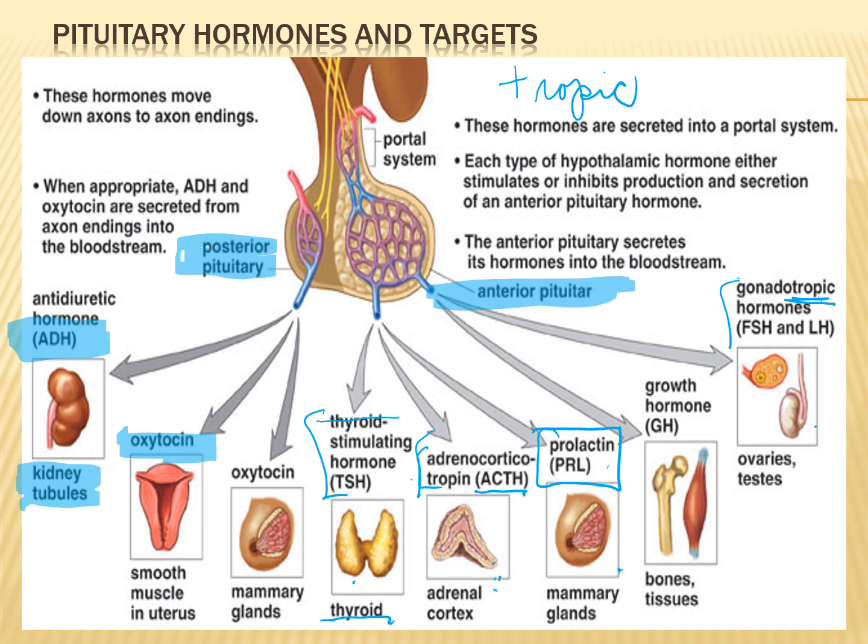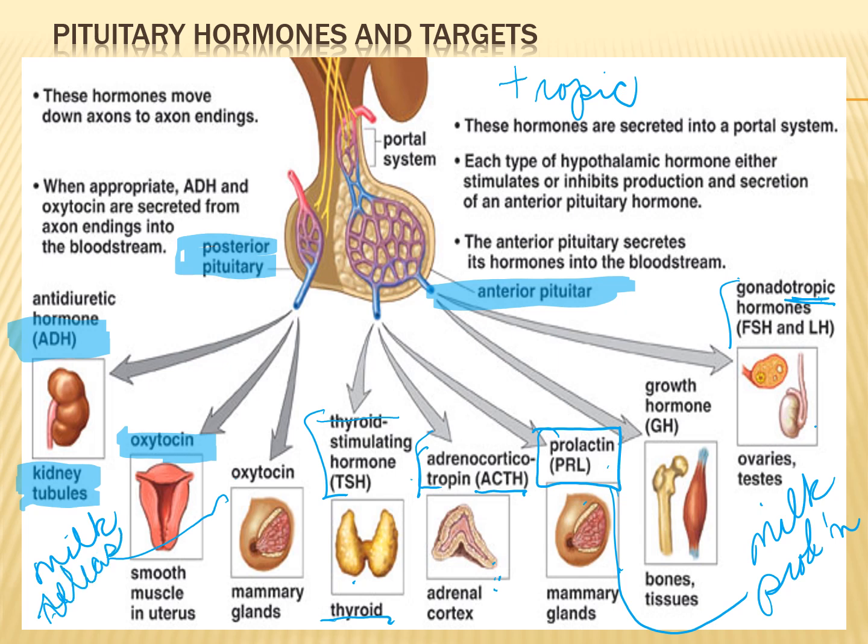Prolactin also stimulates the mammary gland, but prolactin stimulates milk production, whereas oxytocin over here stimulates milk release. So this causes milk to be produced in the mammary gland. This causes it to be ejected during nursing. So they both work on the mammary gland, but have different functions.